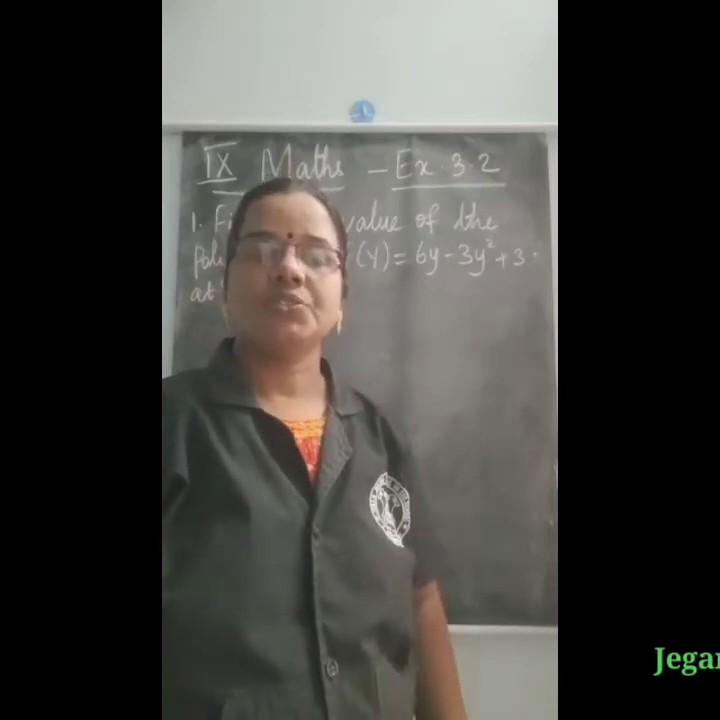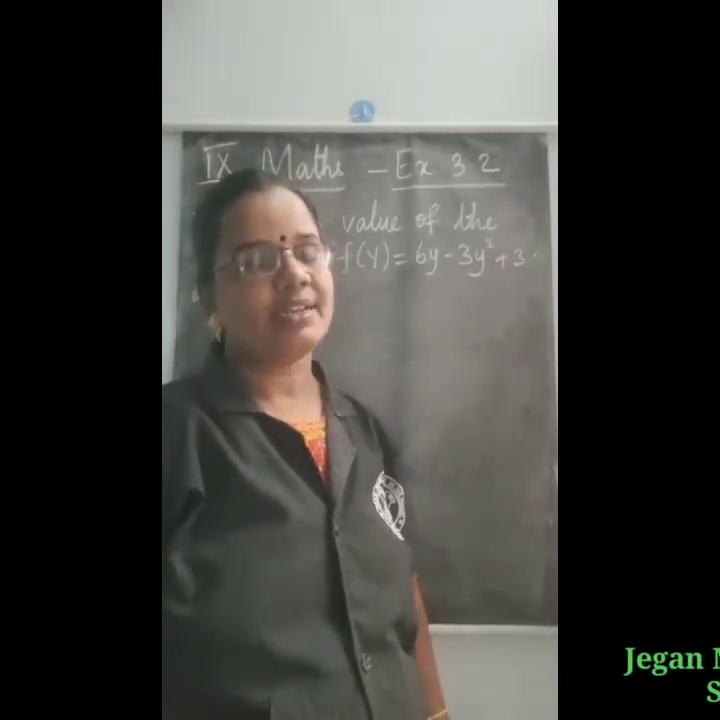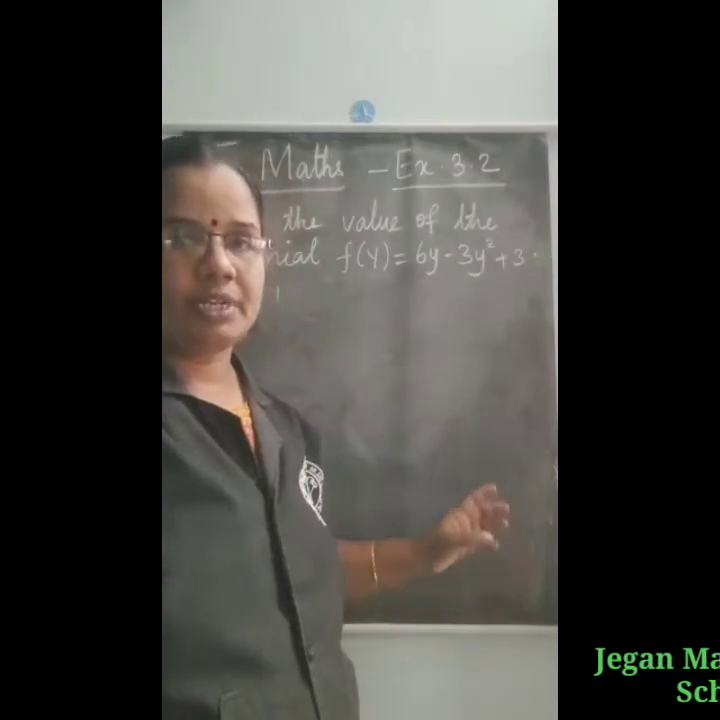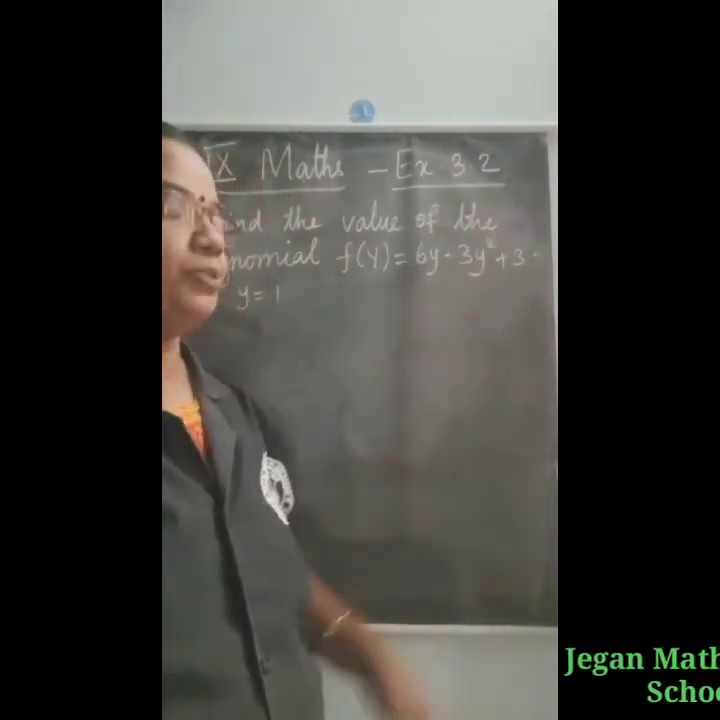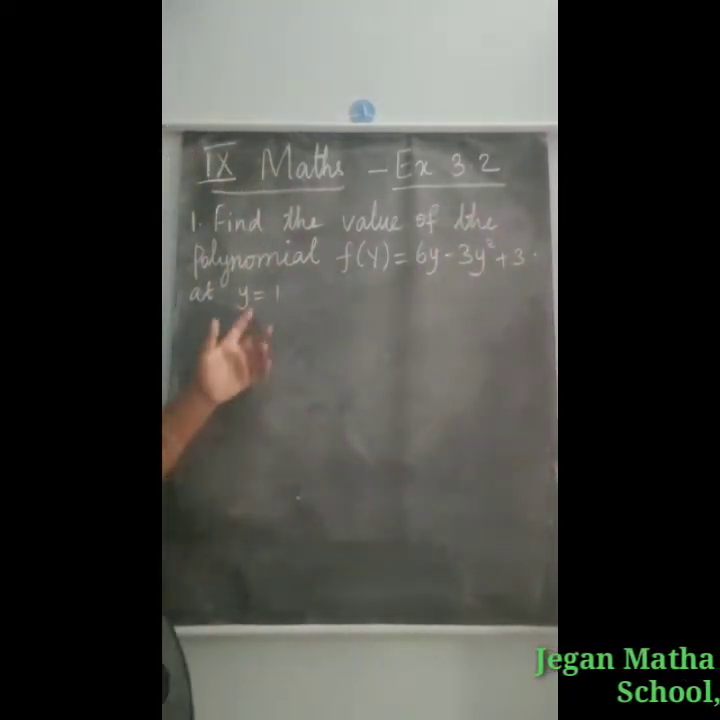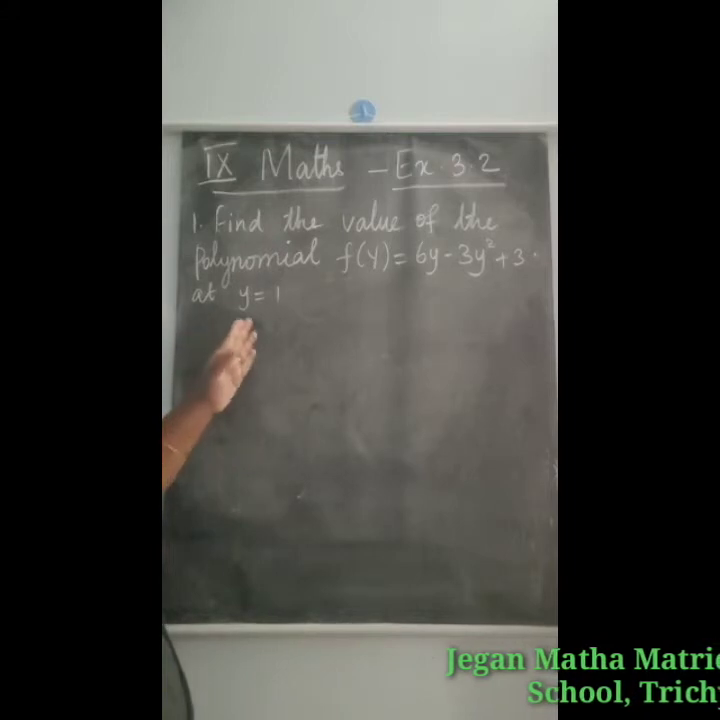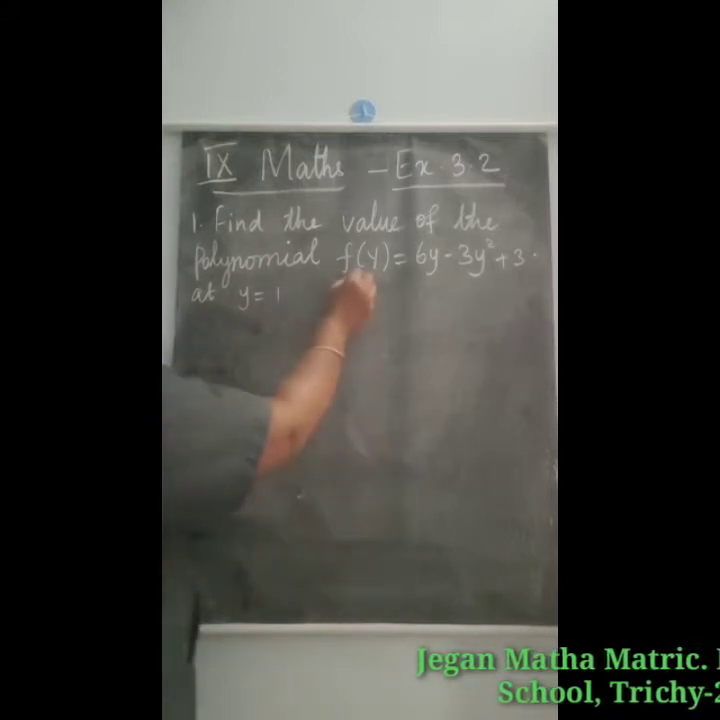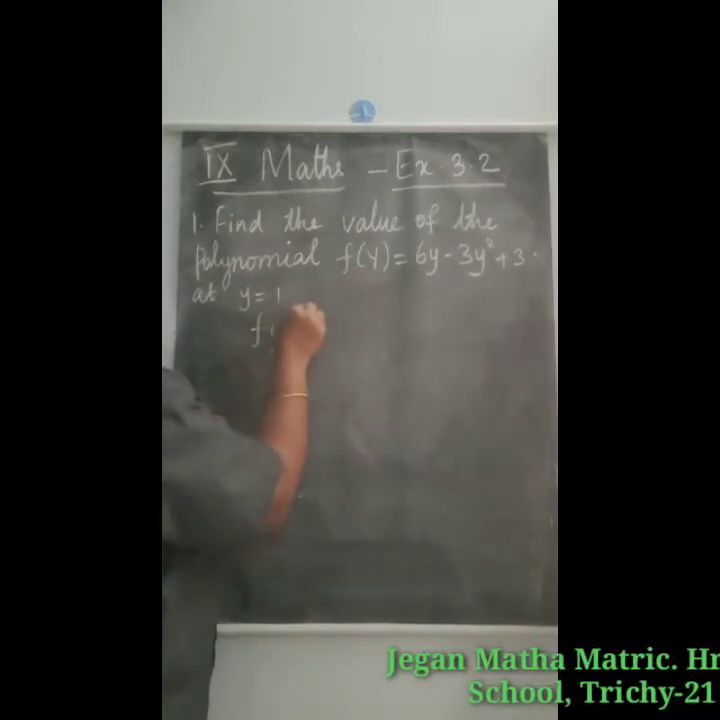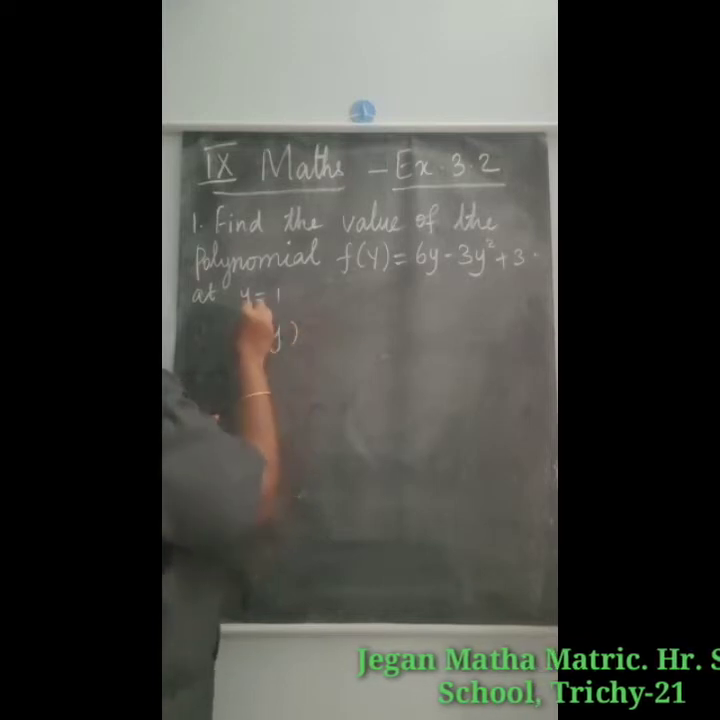Hello students, today we are going to see 9th standard maths, 3rd chapter algebra, exercise 3.2. Find the value of the polynomial f of y is equal to 6y minus 3y squared plus 3 at y is equal to 1. We have to find out the value of f of y. So instead of y we have to substitute 1.